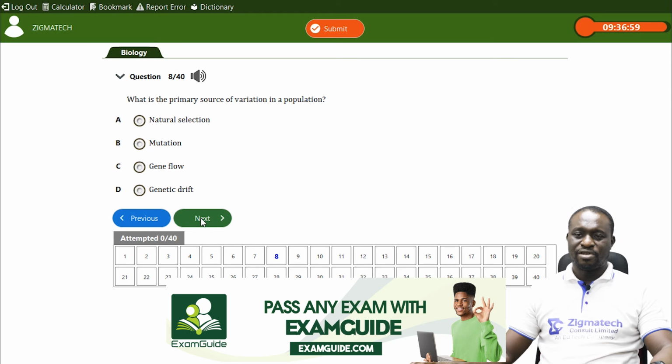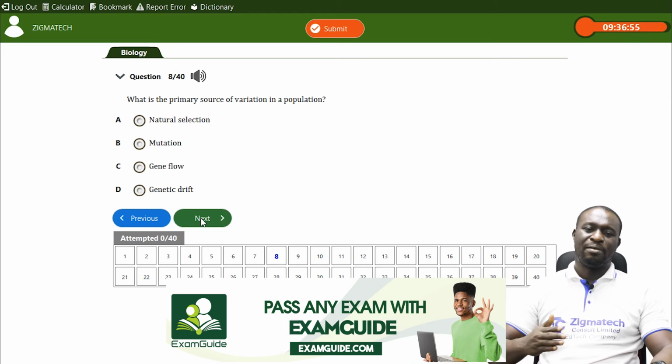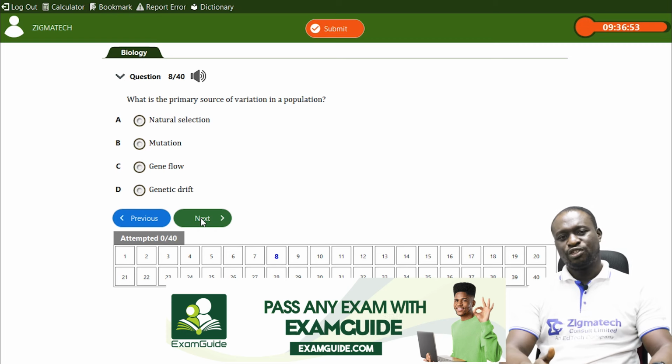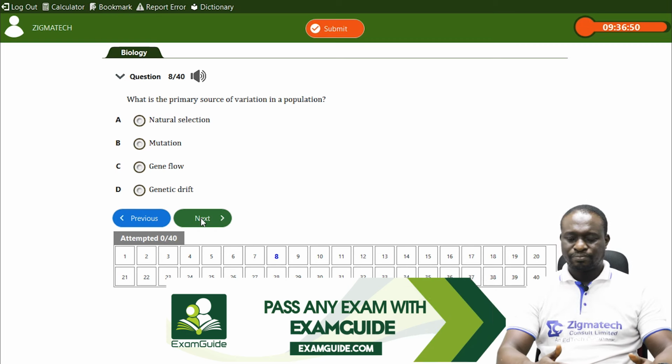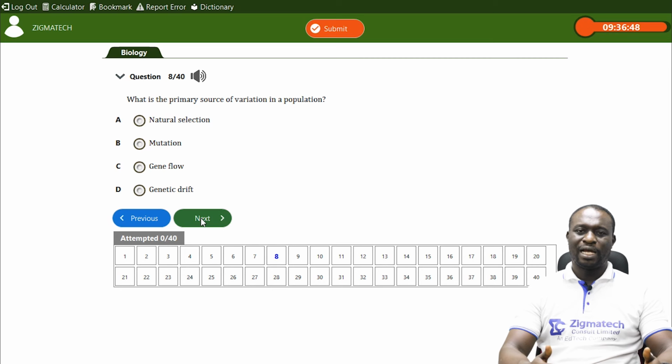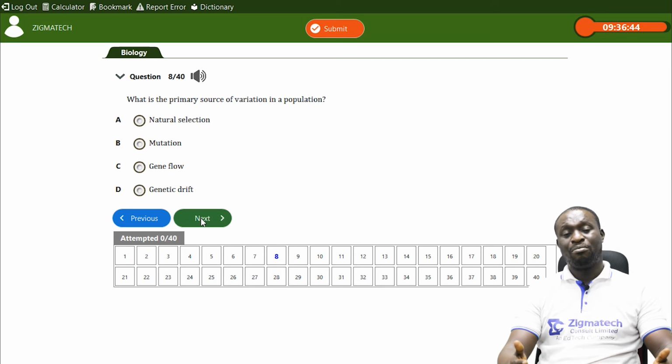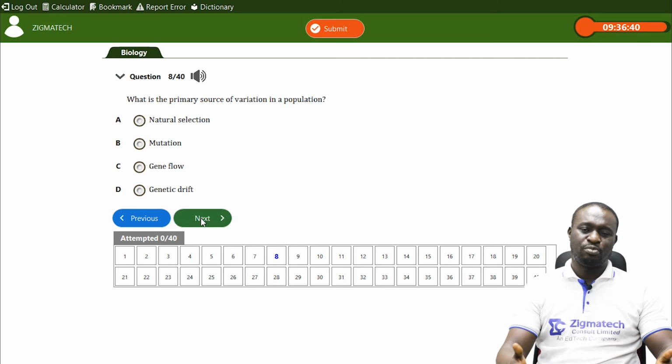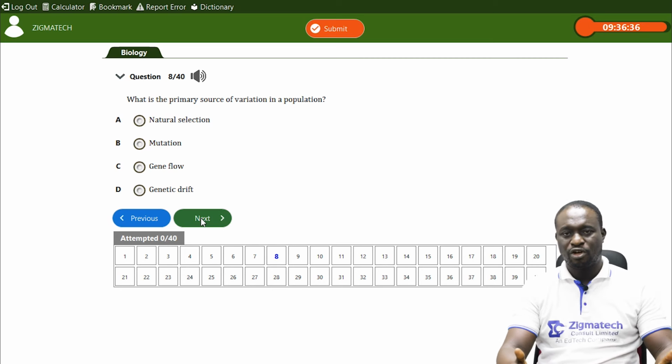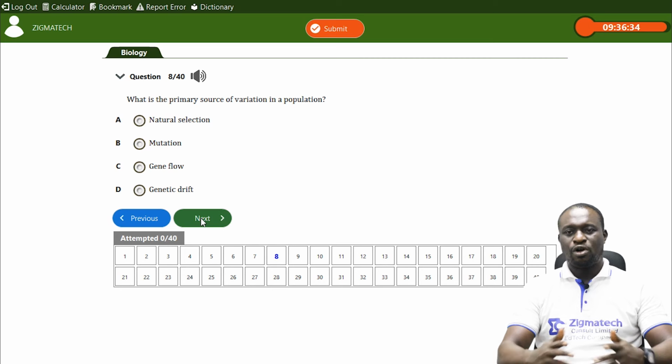Primary source of variation in a population. Now, what brings about change? Variation has to do with morphological and physiological differences which occur among living organisms. So if we're looking at variation in a population, we're looking at morphological and physiological differences among organisms.